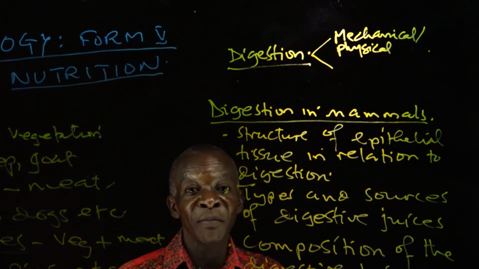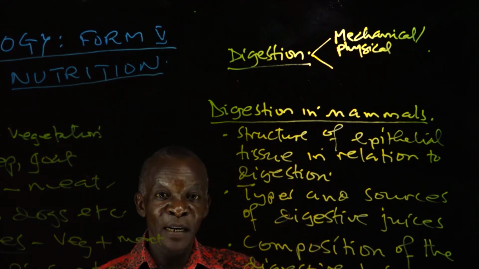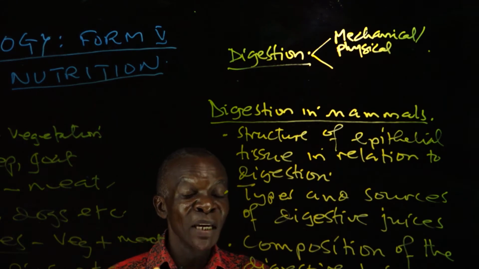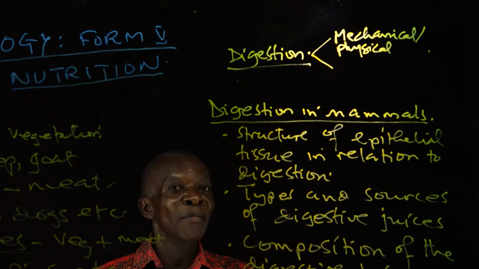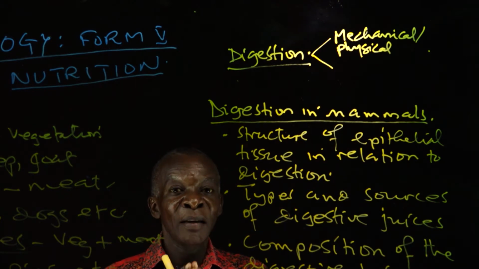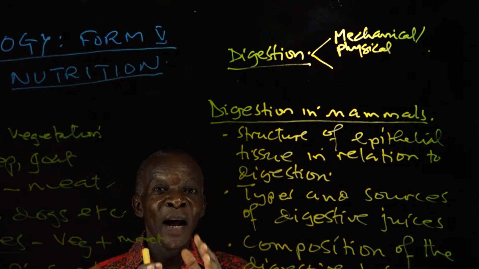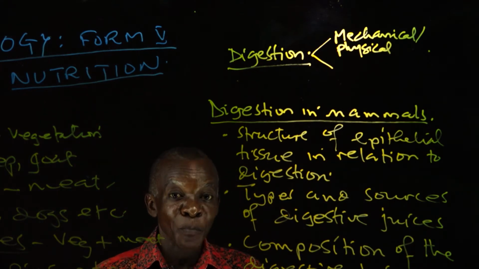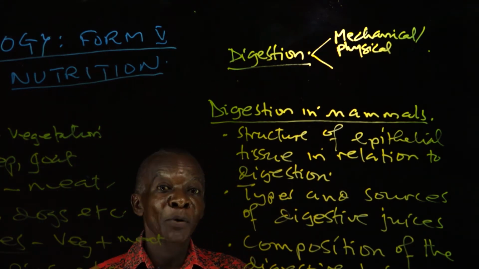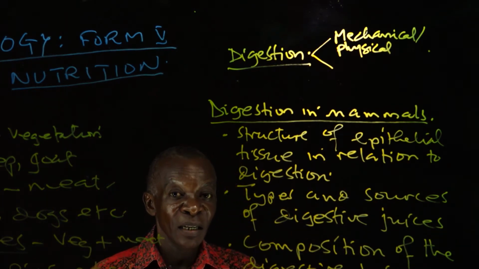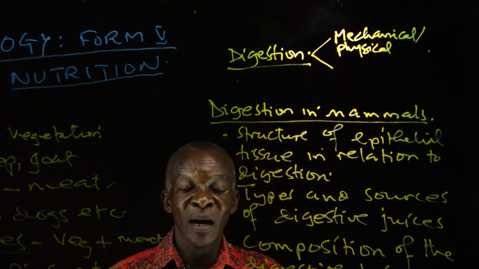But also we have the action of bile on fats. This bile has no enzymic effect, no chemical effect on the lipids. Rather, it breaks down larger oil or fatty droplets into smaller ones in a process called emulsification. We shall see the significance of this later.